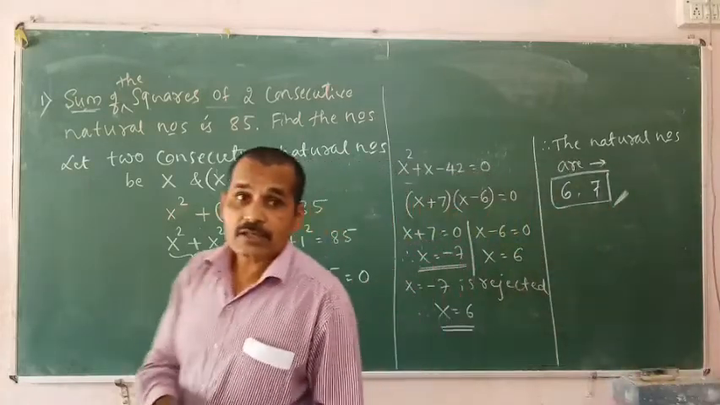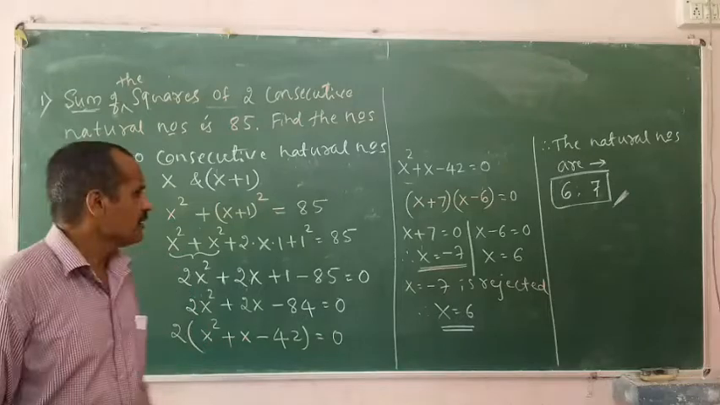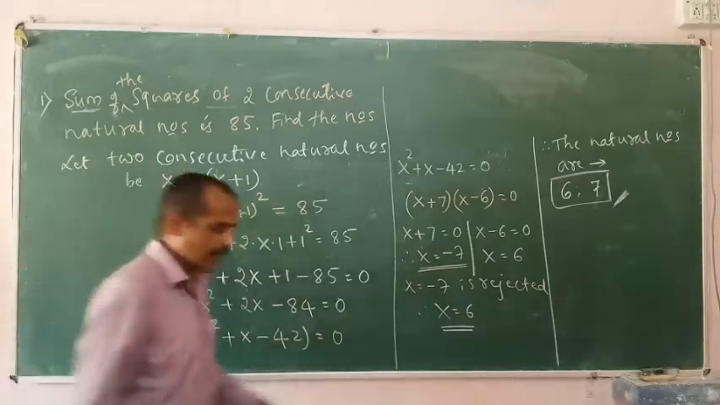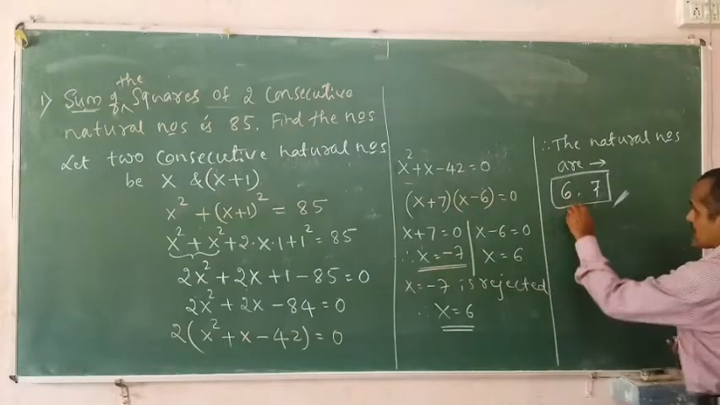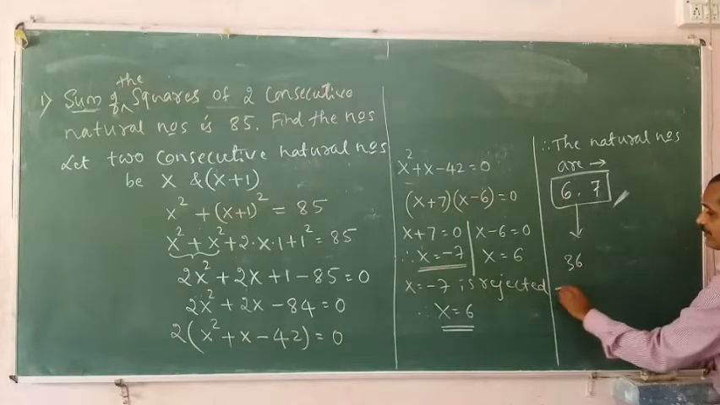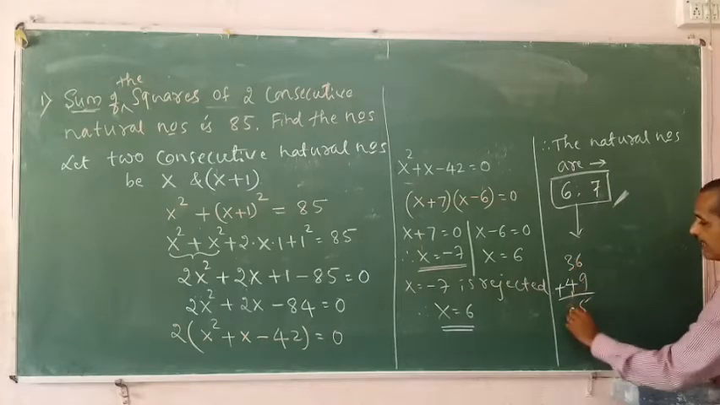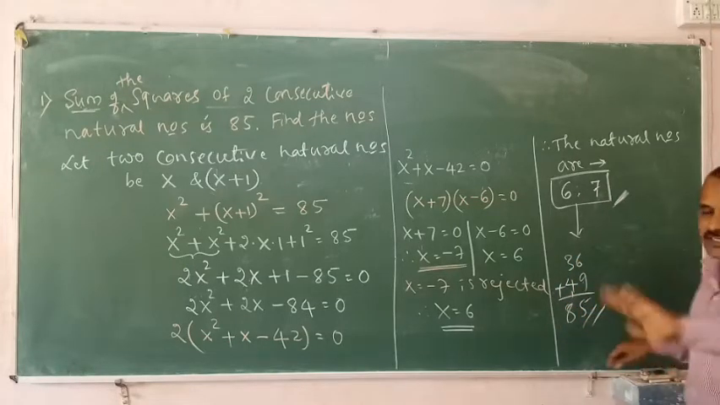Suppose you want to verify your answer. How to verify? Very simple. Square those numbers and add them. Your answer must be 85. See? Square those two numbers. It is 36. Square of 7 is 49. See the total? 5, carry 1, 8. 85 is the answer. Your answer is right.